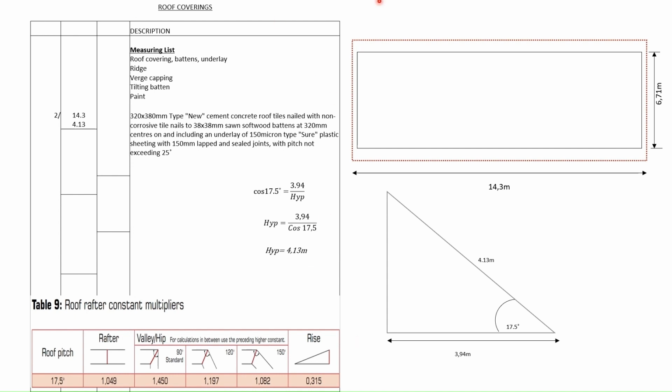Now you go to your dimension column and you put down your dimension for the rafter length or the slope of the roof, and then you put 4.13, and then you multiply that by 2 because these dimensions would have covered only one side and would need to also include the other side. Okay, now let us move on to the next item.